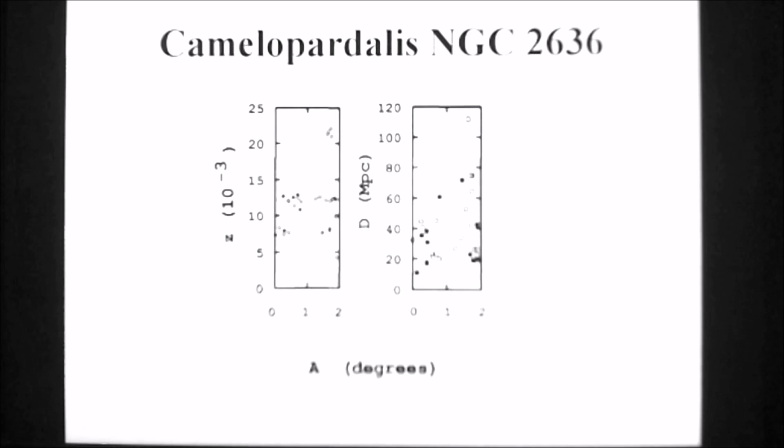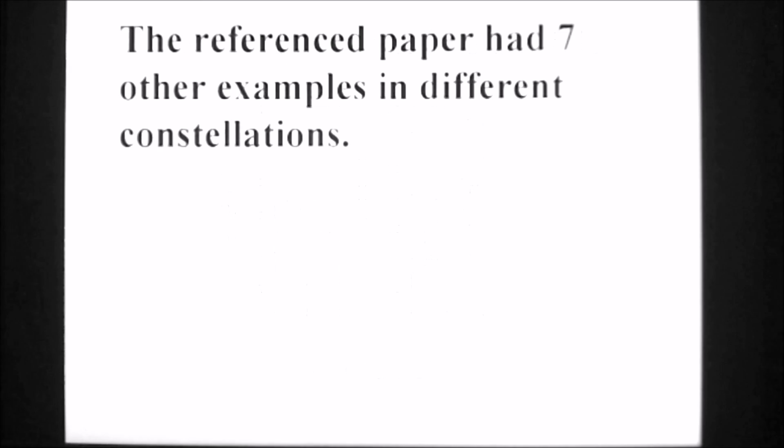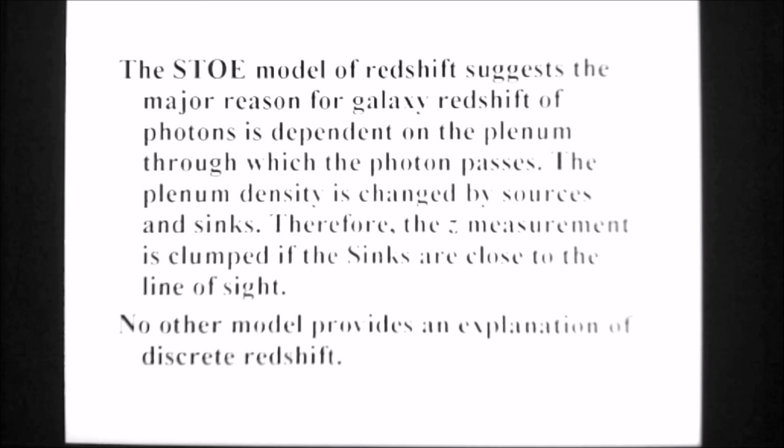This is another example, NGC 2636, and you see the same thing. Here are the sink galaxies, and there is the discrete variation, which is not confirmed by the distances. The reference paper had 7 other examples in different constellations.